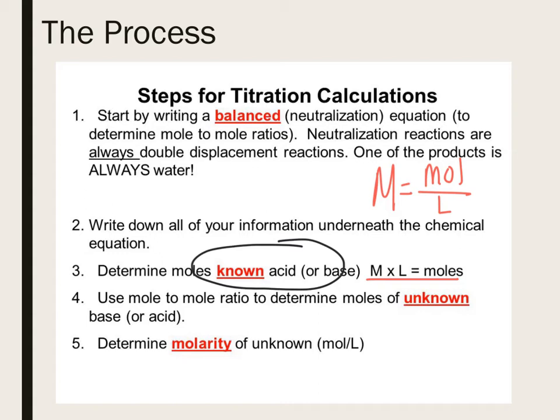The next step is to use the mole to mole ratio to find the number of moles for your unknown substance. It's a basic stoichiometry problem. You're going to take the moles of the part that you know and find the number of moles of the part that you don't know. And then last, you're going to take the moles of that unknown substance and divide by the volume to find the new molarity. Sometimes they ask you for grams. Sometimes they ask you for molarity. It just depends on what the problem is seeking and what information you have.